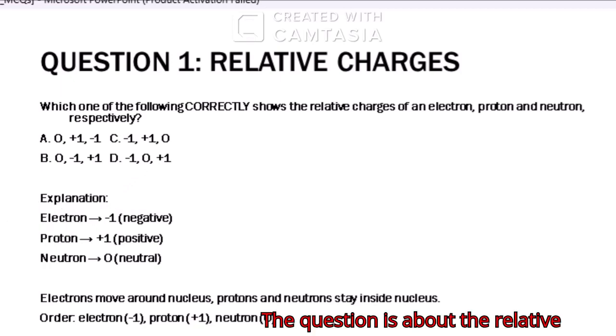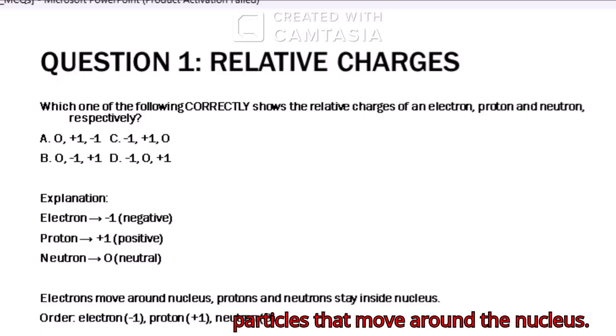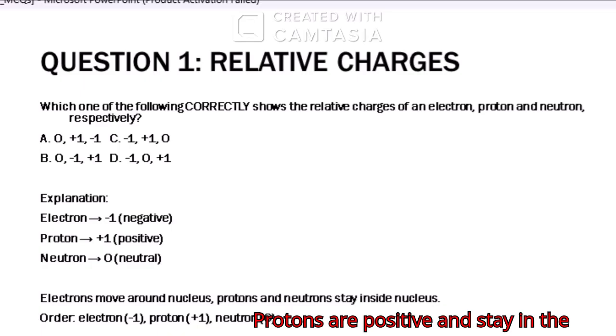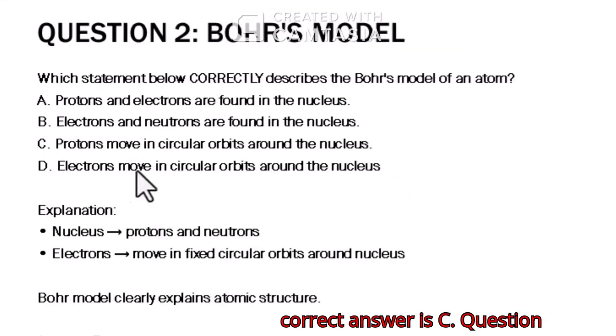The question is about the relative charges of an electron, proton, and neutron. Electron has a negative charge, minus 1. Proton has a positive charge, plus 1. Neutron has no charge, 0. Think of electrons as negative tiny particles that move around the nucleus. Protons are positive and stay in the nucleus. Neutrons are neutral, they are in the nucleus too but do not affect the charge. The correct order is electron, minus 1, proton, plus 1, neutron, 0. So, correct answer is C.